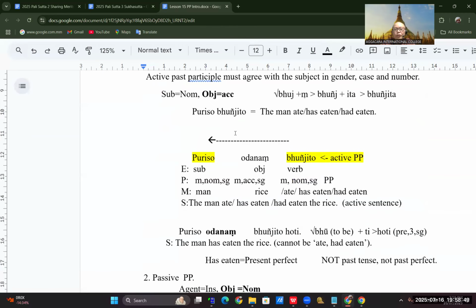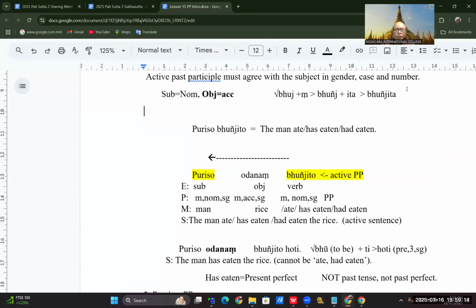Okay, now we're going to put more things, all right? Now, subject is nominative. Object should be in accusative. All right? Okay. Now, simple things here. So we look at this example. Puriso bhunjito. Puriso is man. Bhunjito means from the word bhunjati, all right? From the word bhunjati.